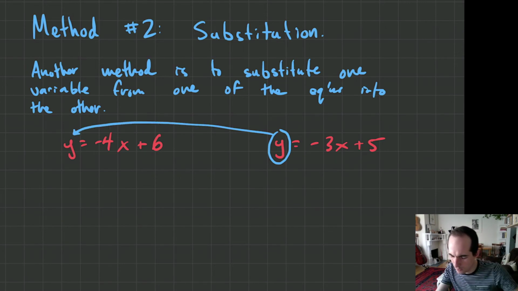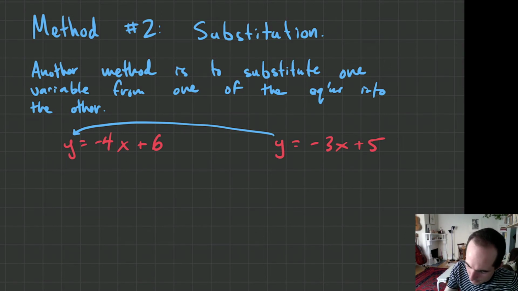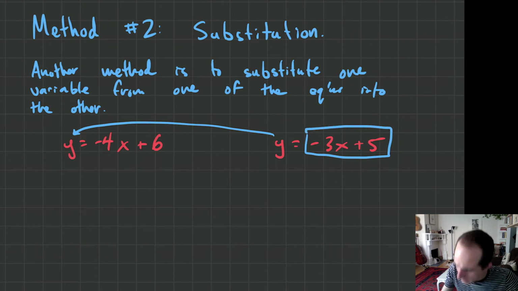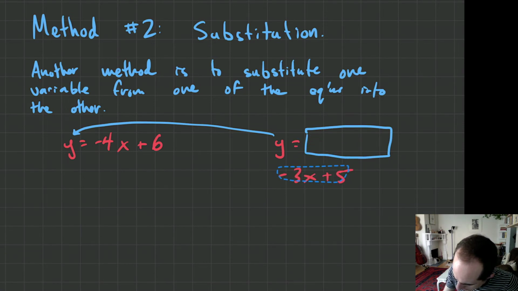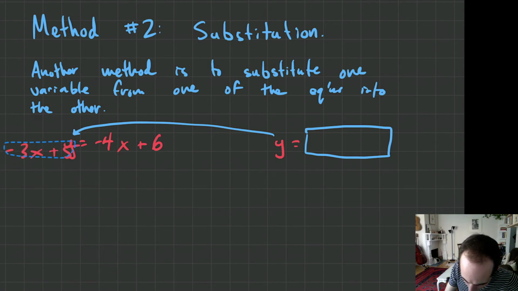What do I mean by that? Well, y in this case is equal to negative 3x plus 5. How do we know? It says so right there. Y is equal to that. That's what y is. So let's take this y and plug it into this y.